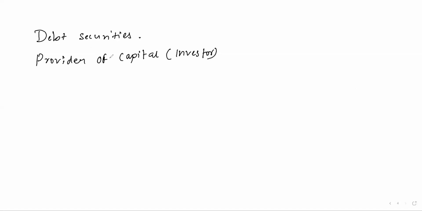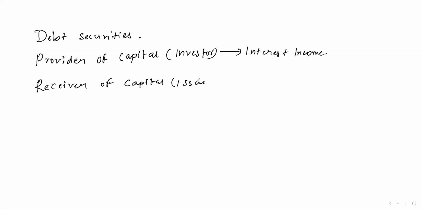Talking about debt securities, the provider of capital, that is also called the investor, one who invests in the debt side, gets interest as an income. On the other hand, the receiver of capital, in this case also called the issuer, one who issues the debt securities, has interest cost. Correct? So if I am taking debt, interest would be an expense for me. If I am providing debt, interest would be the income for me. No rocket science in this. Crystal clear till here.